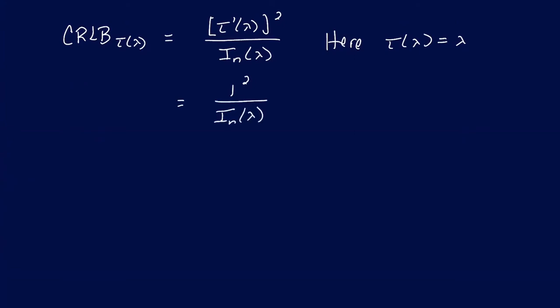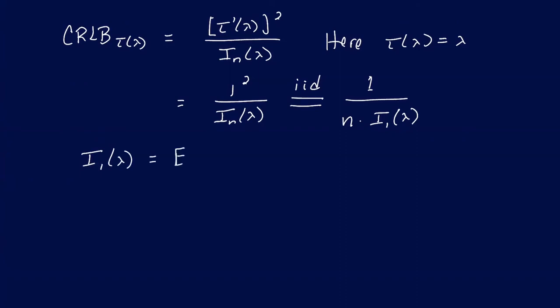And I'm going to use a simplifying fact here because these are IID random variables. The n-dimensional Fisher information can be written as n times the one-dimensional Fisher information. So let me remind you what that is. This is the expected value of the derivative with respect to lambda of the log of the PDF with x1 plugged in. And this whole thing gets squared.